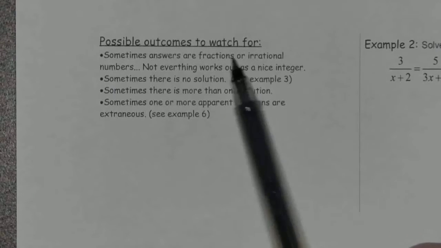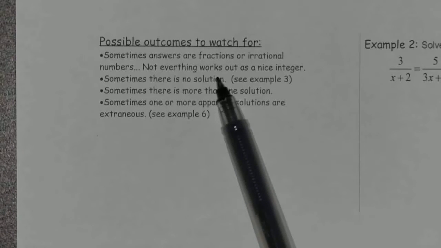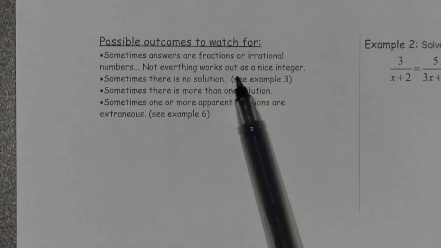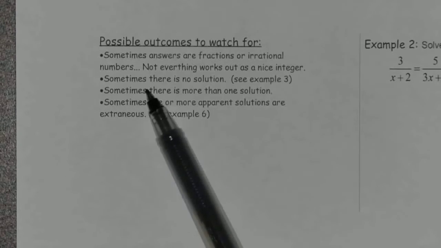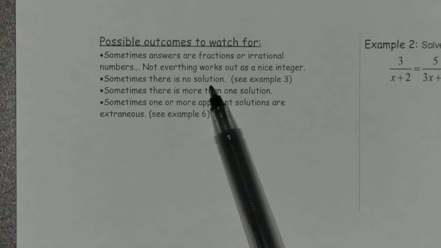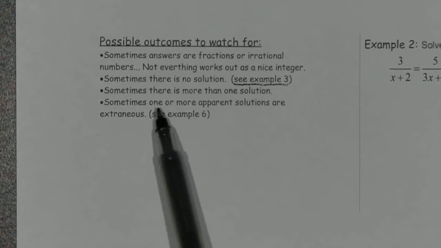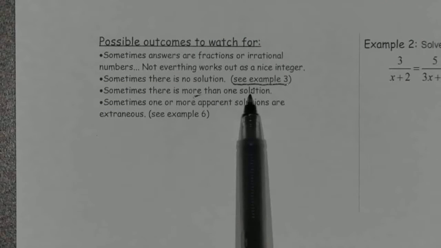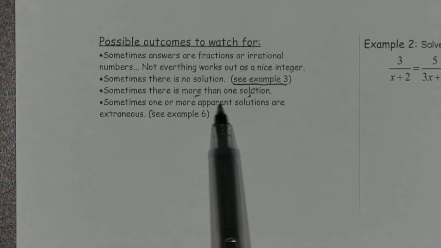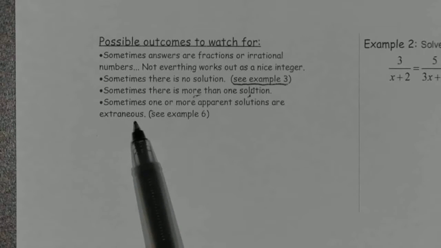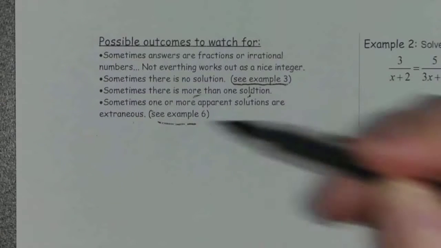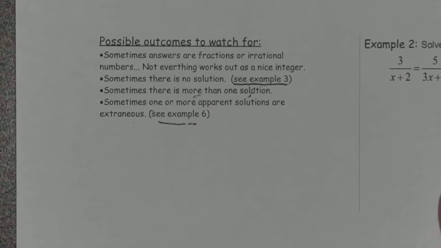Sometimes answers are fractions or irrational numbers. Not everything works out to be a nice integer like 5. Okay, you might have 1/2, you might have 0.3. They're not always going to be nice, okay? Sometimes there's no solution, which is what we're going to do in example 3 in just a minute, so be ready for that. Sometimes there is more than one solution, and sometimes there's one or more apparent solutions that are really extraneous solutions, and we're going to do that in example 6, okay? So again, different ways we can have our answers.